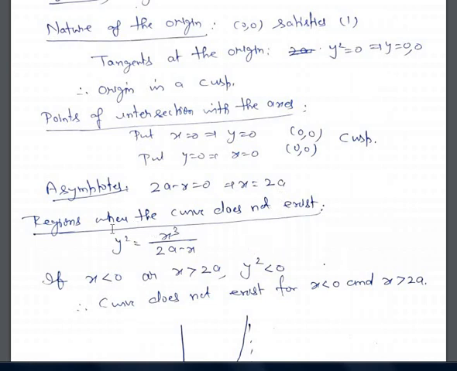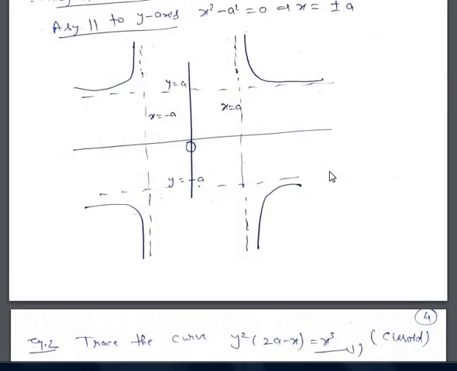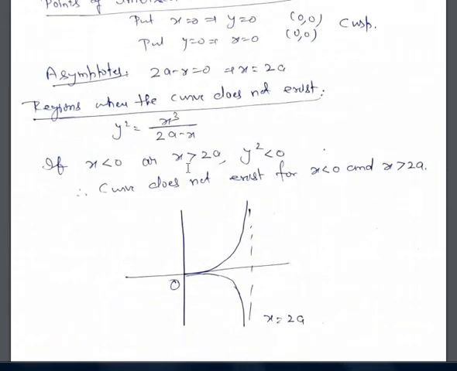And in the last step, to find out the region where the curve does not exist. For this we find y square from this equation. y square is x cube upon 2a minus x. Now from here you see that if x is negative, x cube is negative, 2a minus x is positive, so therefore y square is negative. That means the curve does not exist when x is less than 0. Similarly, if x is greater than 2a, then 2a minus x becomes negative, so again y square is negative. So therefore the curve does not exist for x less than 0 and x greater than 2a.